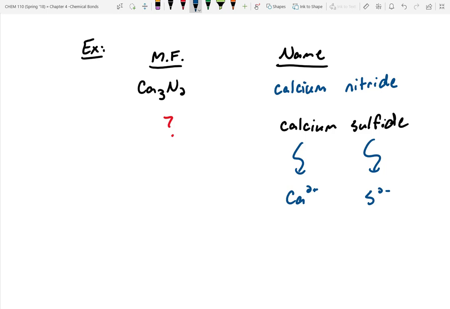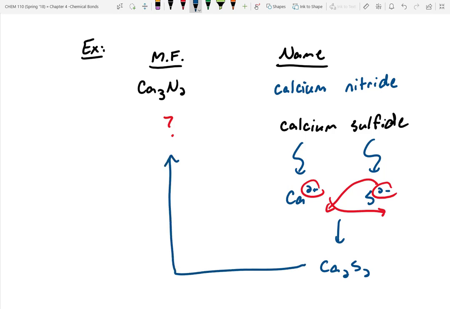All right, so if we do that flip method that we did before, some students will write out Ca2S2. Would that be the most appropriate? No, it's not the least common denominator. So what I would do is just try to simplify it. A 2-to-2 ratio is the same as 1-to-1. So let's just keep it as CaS.